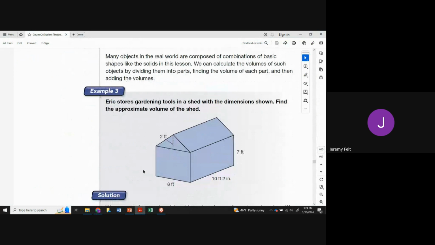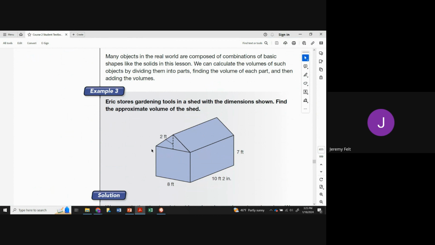So if Eric stores gardening tools in the shed with the dimensions shown, find the approximate volume of the shed. So again, this is 1, 2, 3, 4, 5 sides, so it's a pentagon, and it's not a regular pentagon, but we can break it apart just like we've done with finding the area of two-dimensional shapes that maybe aren't rectangles or triangles or things we're used to working with. We can do the same thing here.